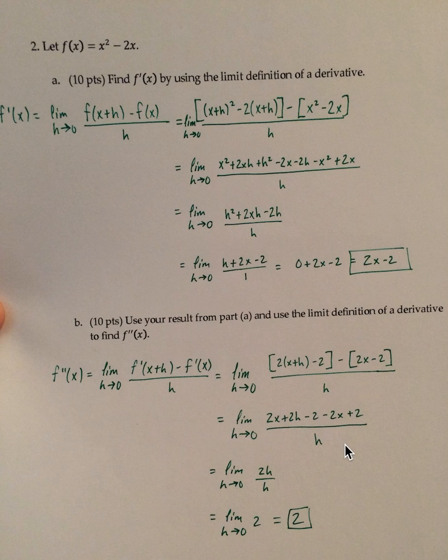The rest is algebra. You should get the 2x and the negative 2x to cancel, and the negative 2 and the positive 2 to cancel. So this one actually comes out really easy. 2h over h is just going to be 2. So that's how you do that one.